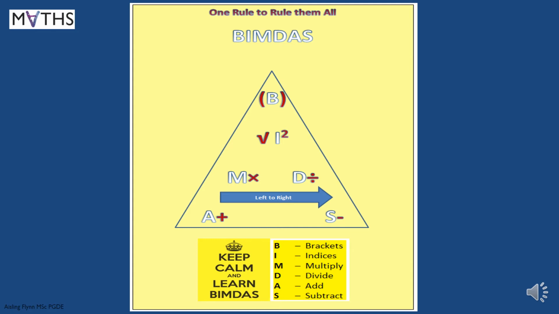And finally, the last operations you should carry out are addition and subtraction. Again, you can work from left to right. These are of equal standing. So let's put this to practice.